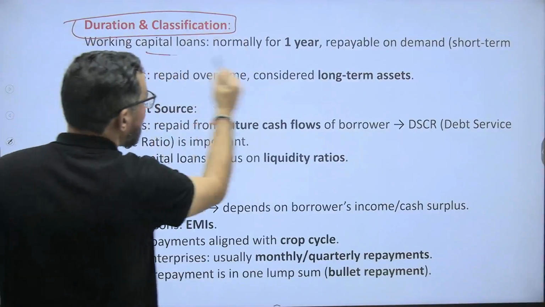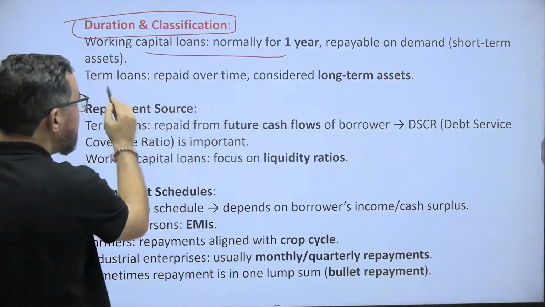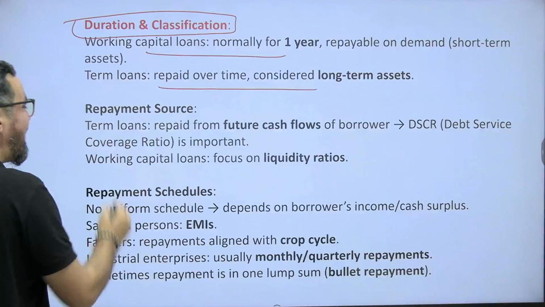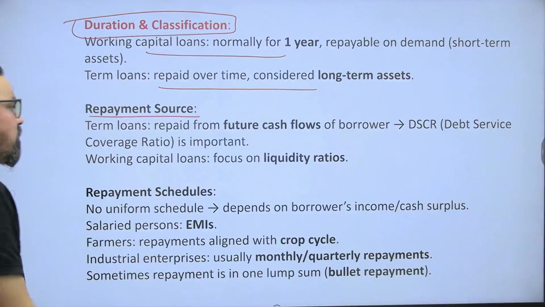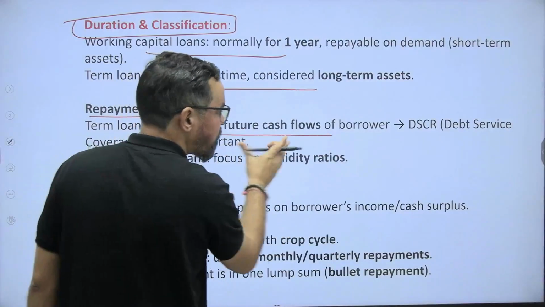So working capital loan normally for 1 year, repayable on demand, short term. Term loans are repaid over time, considered for long term asset. Repayment sources. Term loan is repaid from future cash inflows of borrowers.